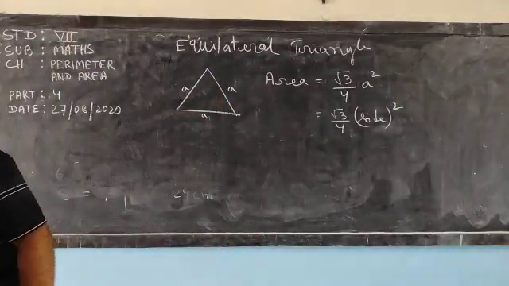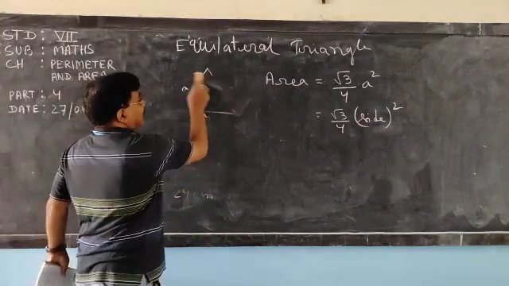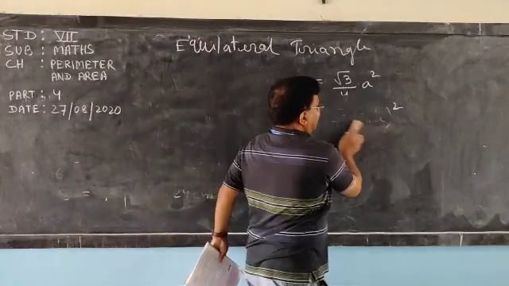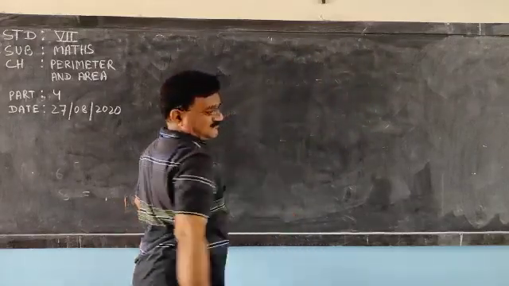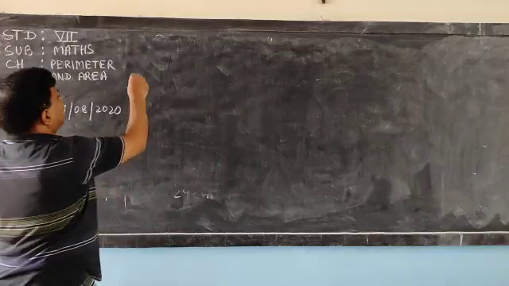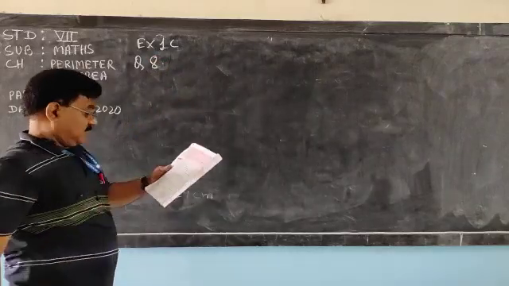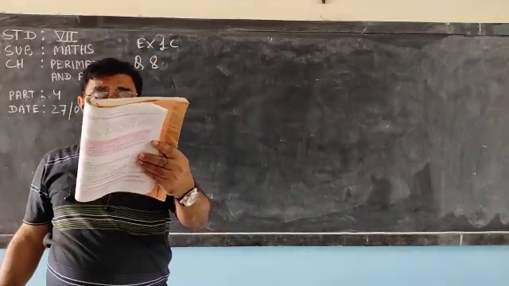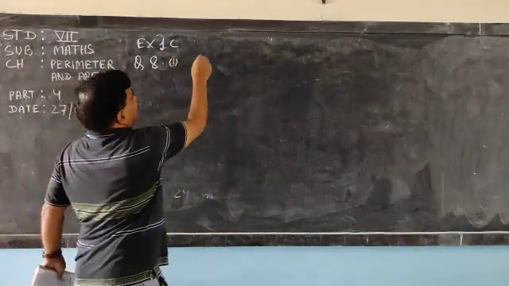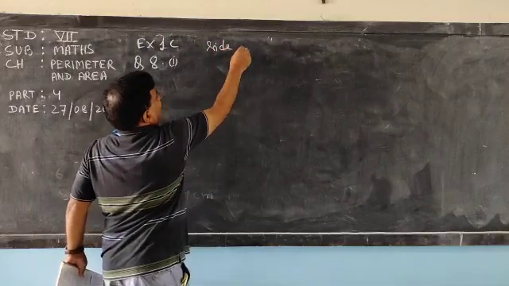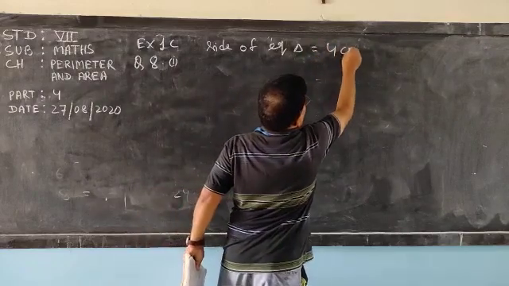So one question related to this. Let us see question number 8, Exercise 1C, question number 8. What is given? Find the area of an equilateral triangle whose side is 4 cm. Side of the equilateral triangle is equal to 4 cm.